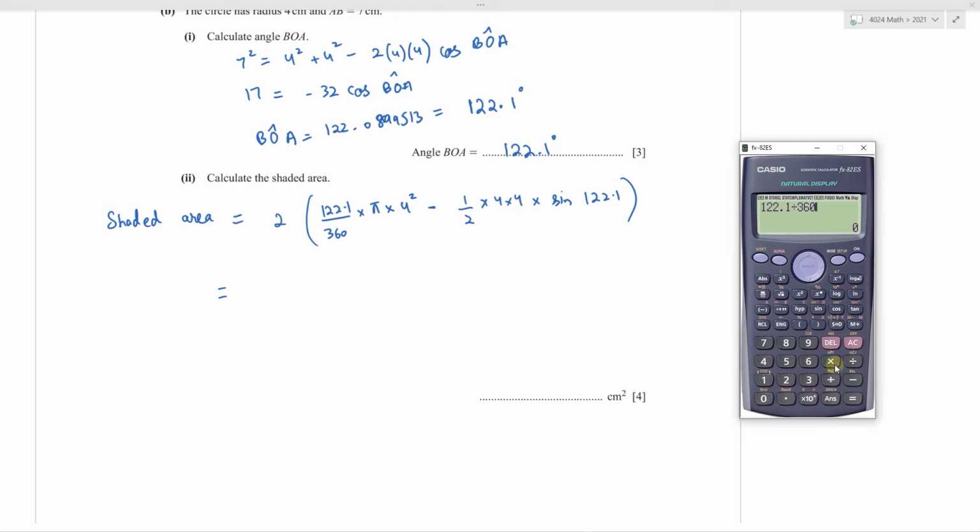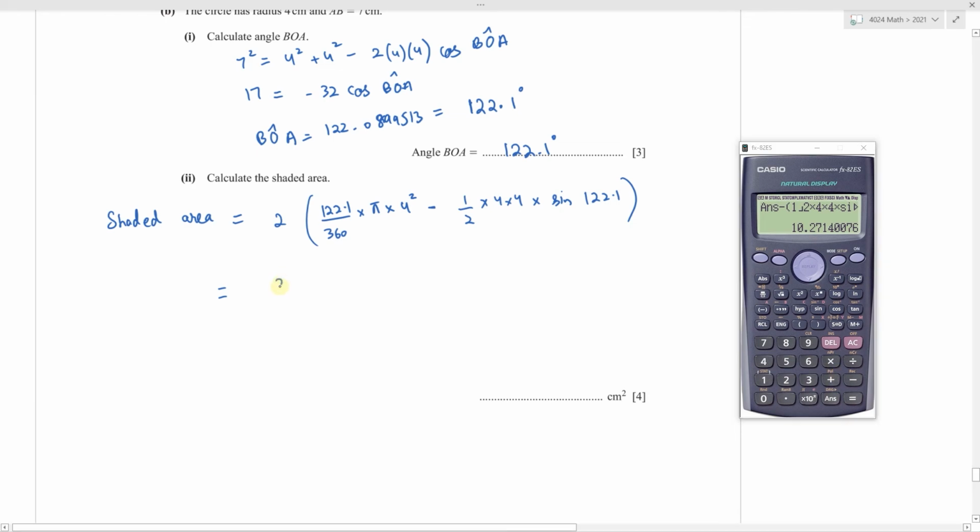122.1 divided by 360 into pi into 4 square is 16, and then minus 1 over 2 into 4 into sine of 122.1. Oops. So minus, I think I added an extra bracket. 1 by 2 into 4 into sine of 122.1.